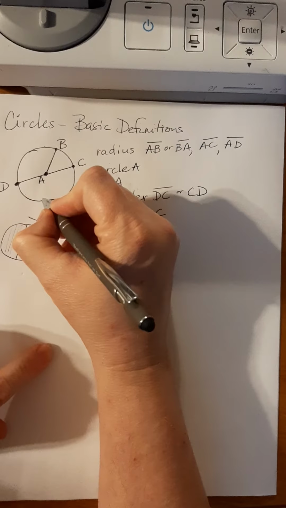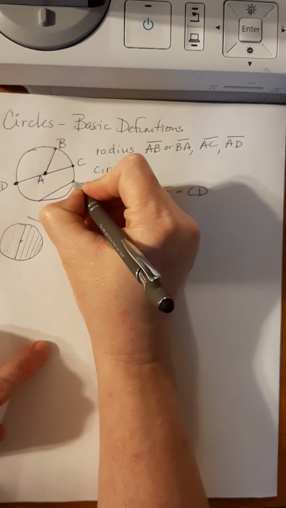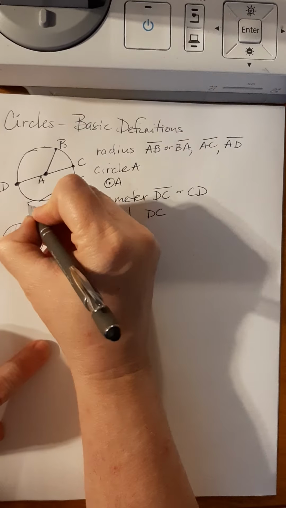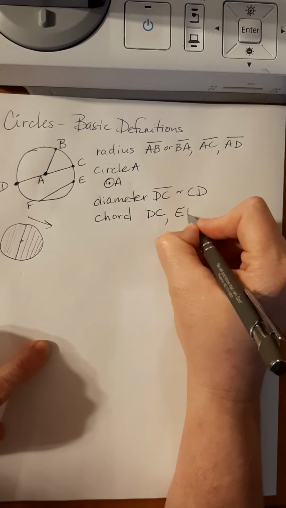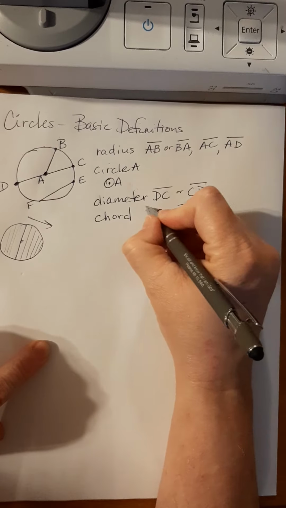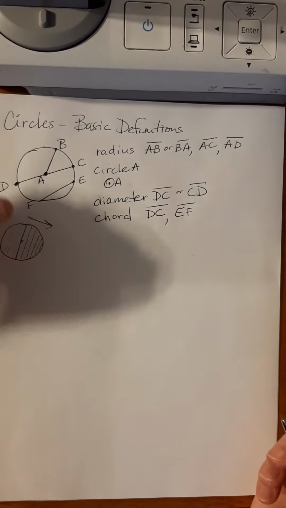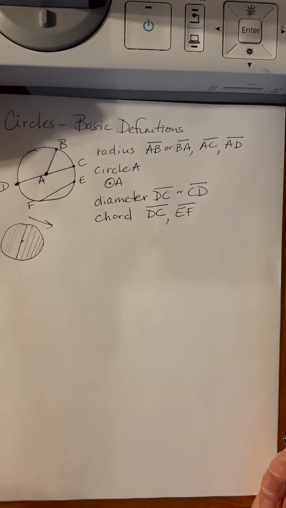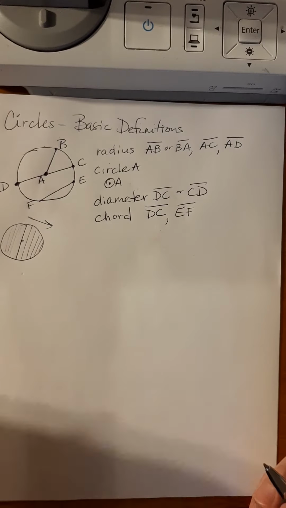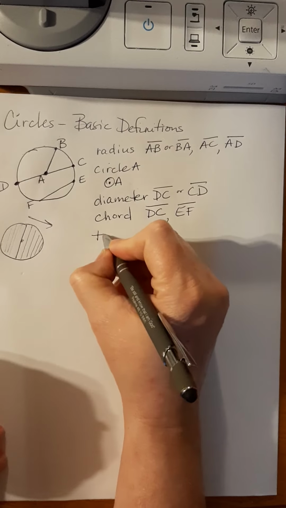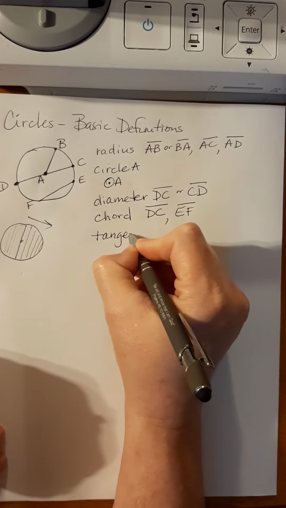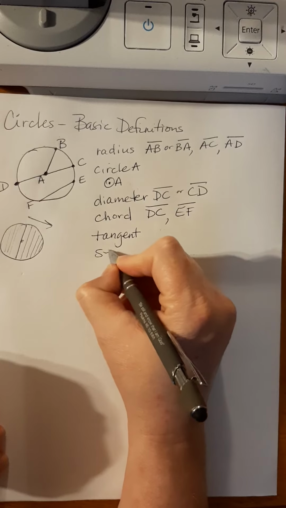But you could also draw a chord like this and say EF. Let me go back and put my segment bars over there. So EF is a chord. You also have tangents and secants.